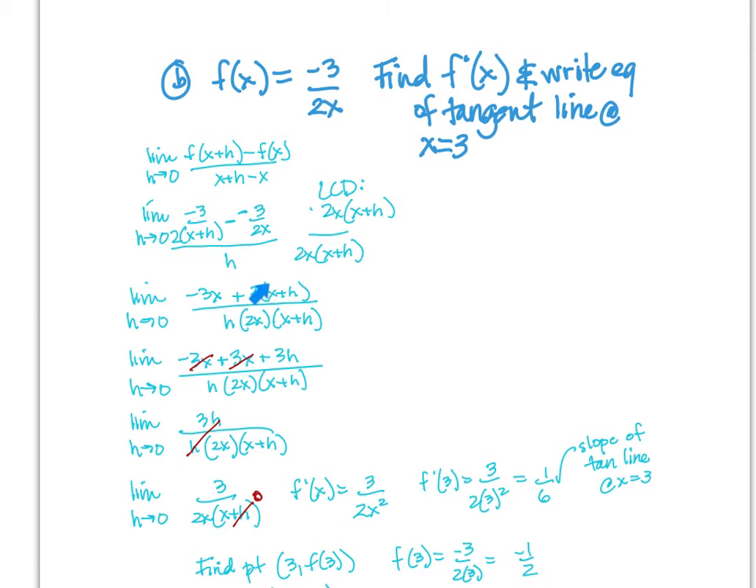Now, to simplify, we would distribute that 3. So we'd have negative 3x plus 3x, we're distributing that, plus 3h. In the denominator, nothing changes. So these two go to 0. I'm left with the 3h. So I have 3h over h, and then the rest of that denominator, the h over h goes to 1.